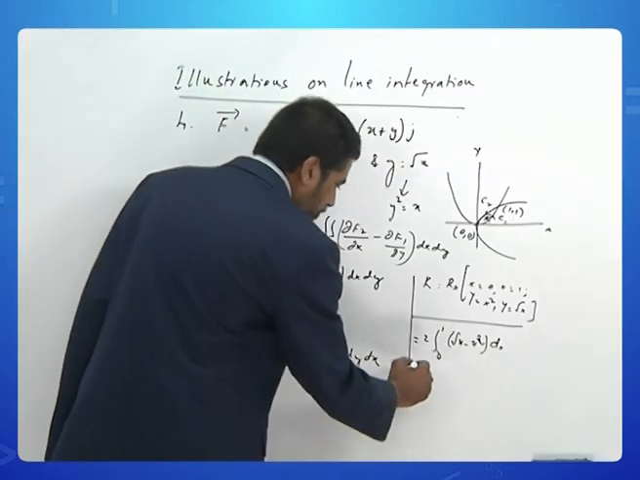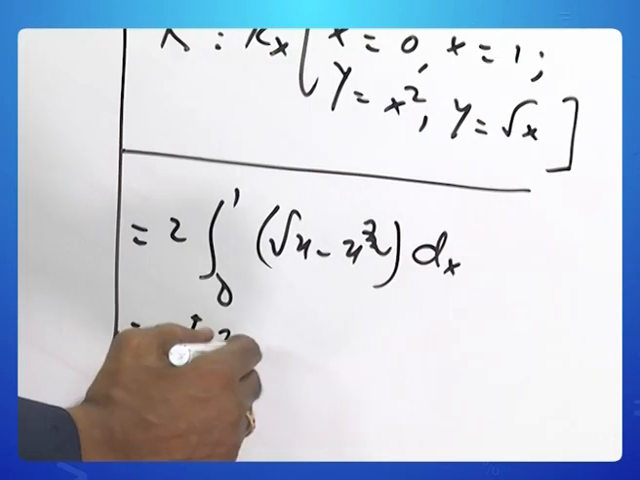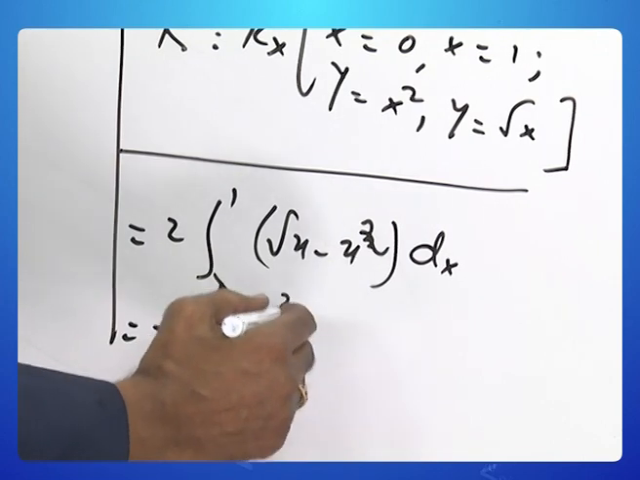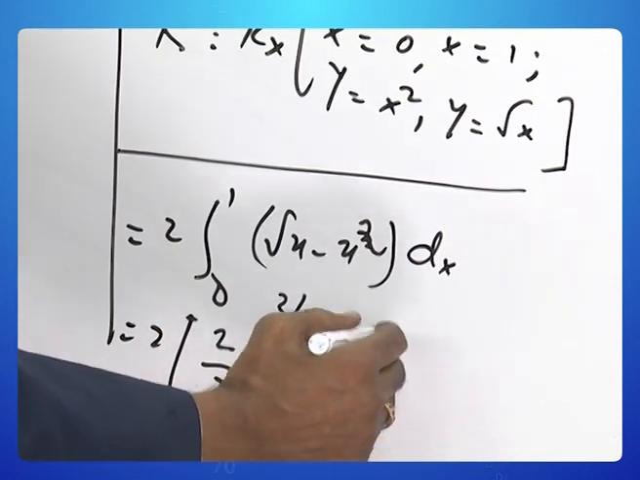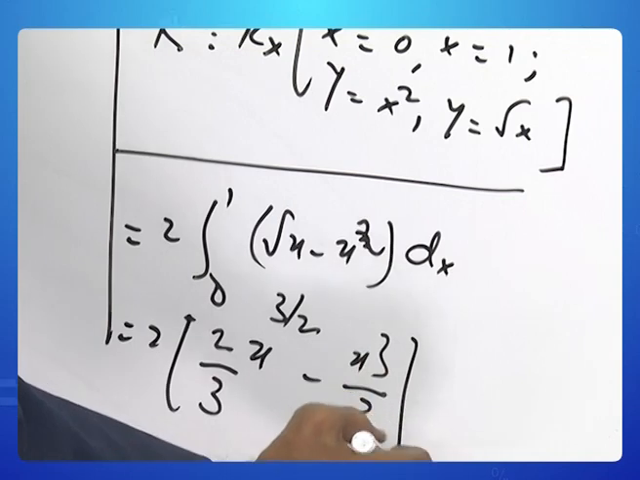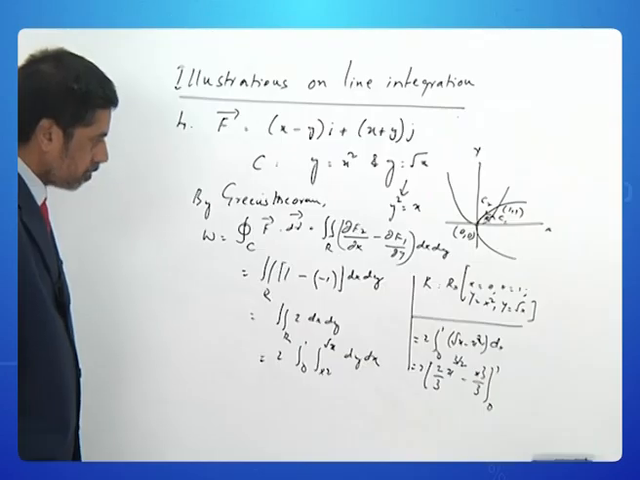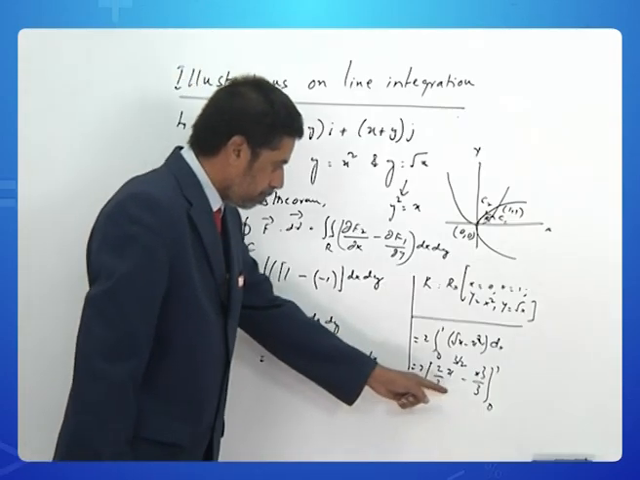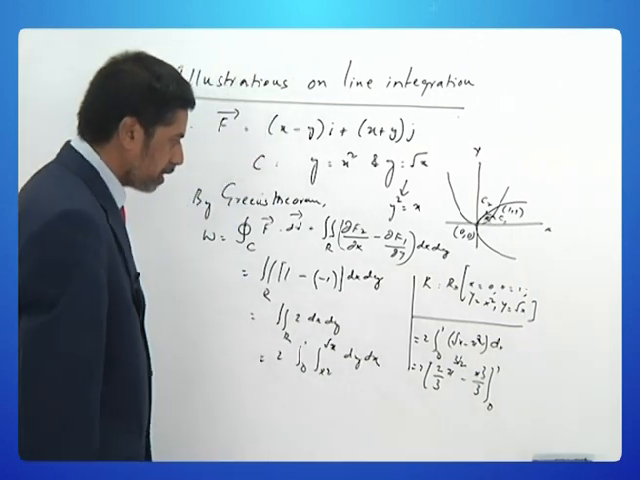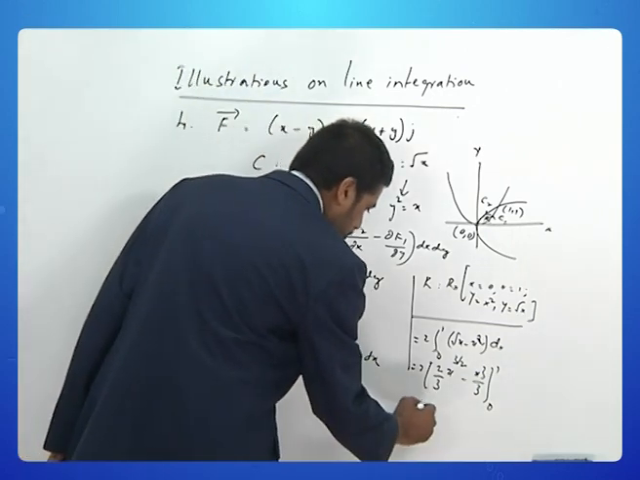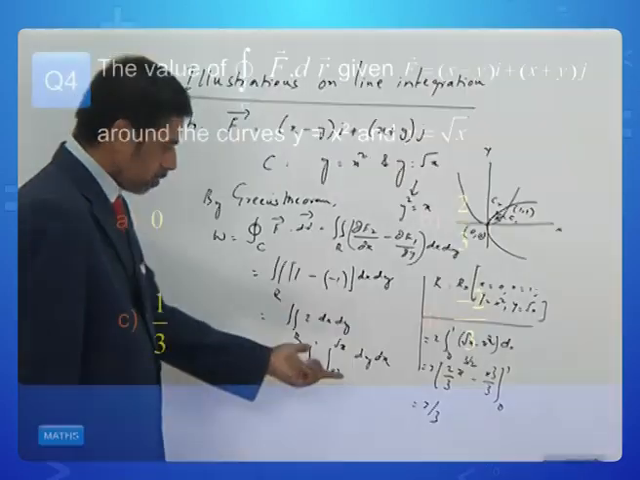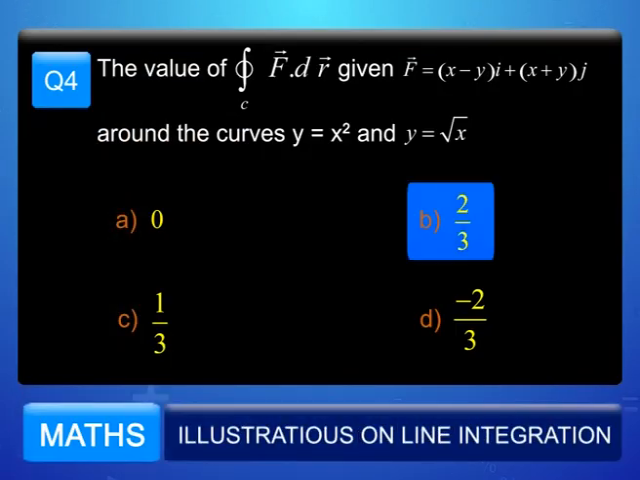So the integration of root x would be 2 by 3 x to the power of 3 by 2, minus x cube by 3, from 0 to 1. So how much will we get? 2 by 3 minus 1 by 3, that is 1 by 3, multiplied by 2 is 2 by 3. So you will find this in the options. Option B would be the correct option for this.